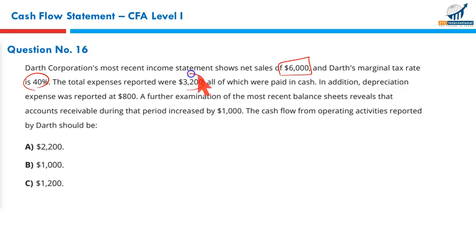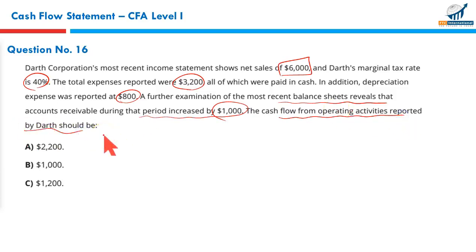Total expenses 3,200, all of which were paid in cash. In addition, depreciation was reported as 800. A further examination of the most recent balance sheet reveals that the accounts receivable during the year increased by $1,000. The cash flow from operating activities reported by.